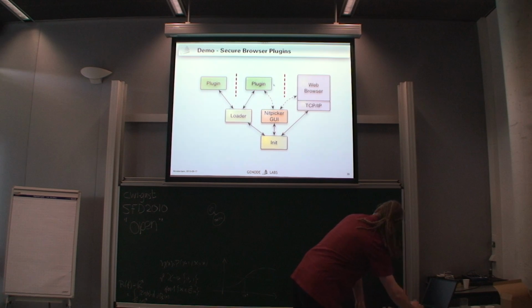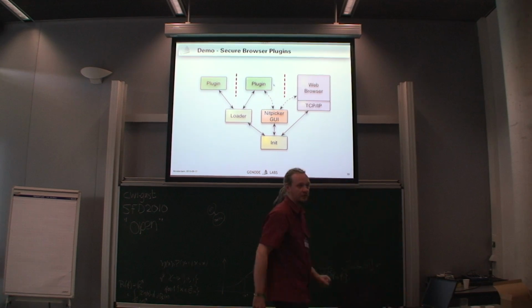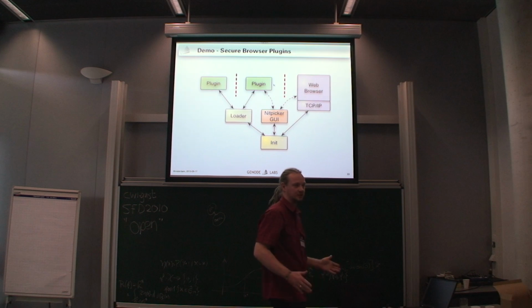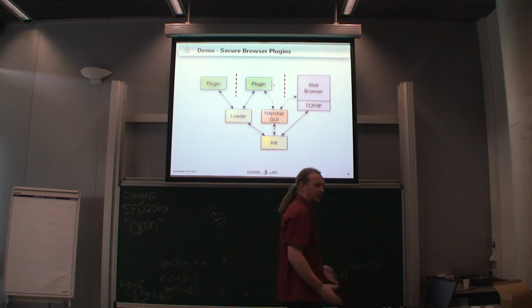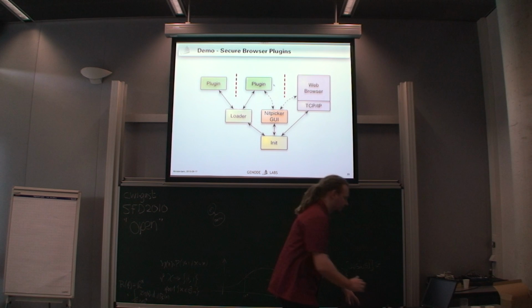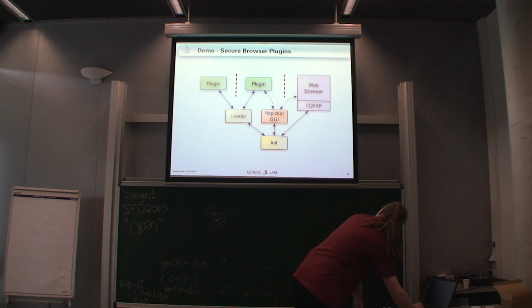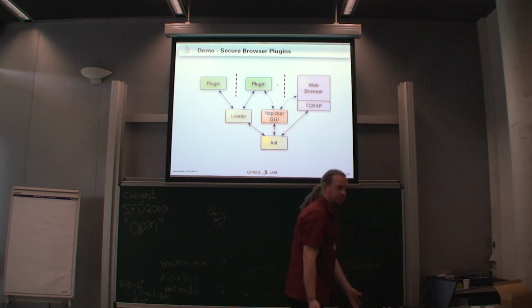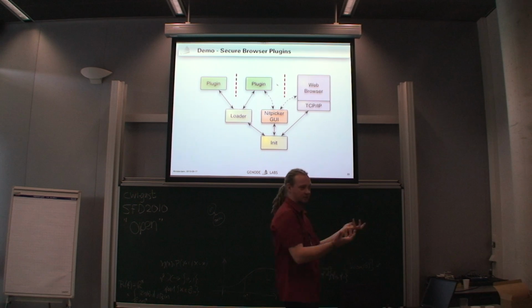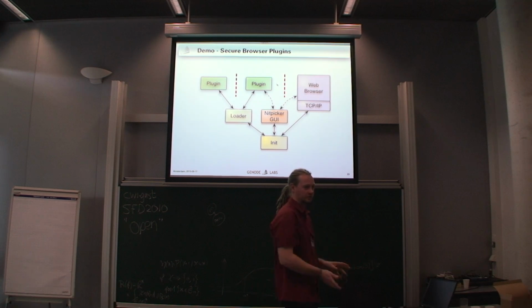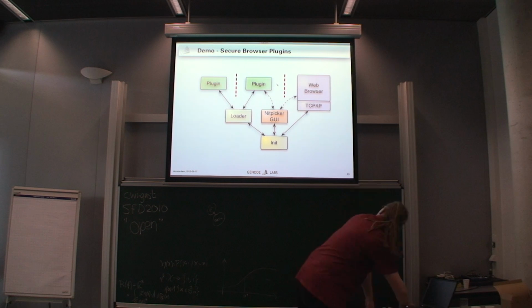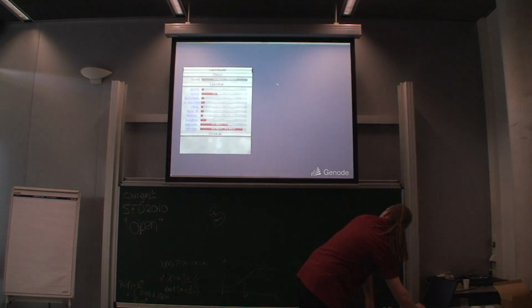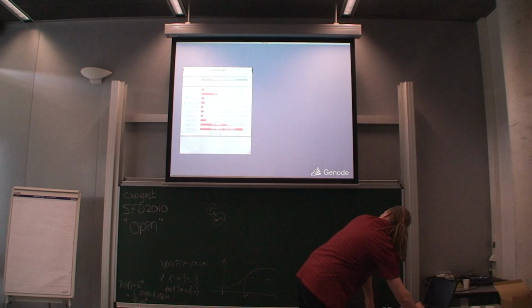But this process is not visible to the web browser directly. So it's completely isolated from the web browser. So the plugin can be an arbitrary Genode process, and it's not visible to the browser. So it cannot crash the browser, because it's completely in a different part of the tree, and the browser cannot influence the plugin. So if I type in something to the plugin, only the plugin will receive the keystrokes, not the browser. And I will just demonstrate that in that idea.